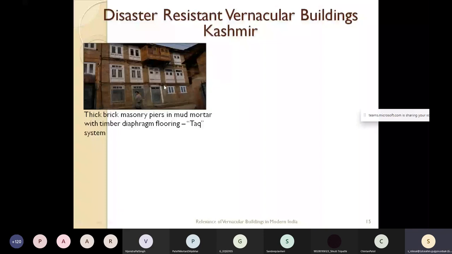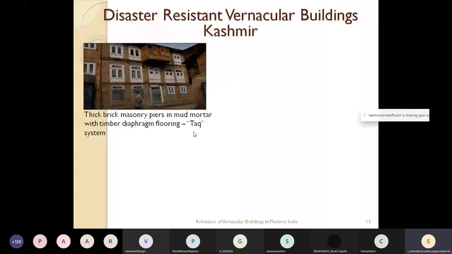All right. This is called a taak system. Taak actually means window in the Kashmiri language. And by modern principles of earthquake engineering, we will say, oh, there are too many openings and this building is vulnerable. But hell no. This building could easily be 100 years old. All right. And mud mortar. Kacha building, we call it.